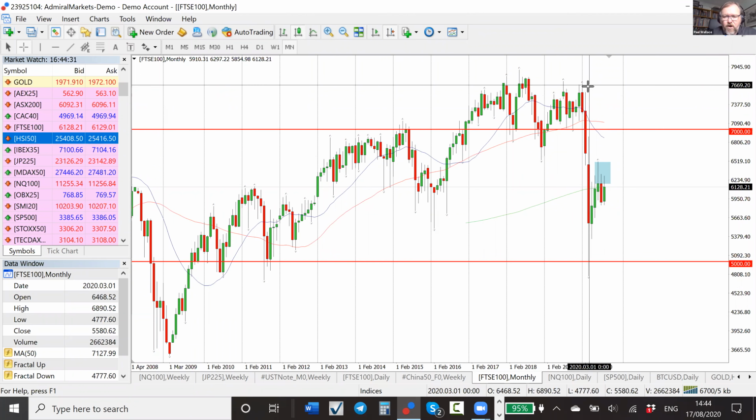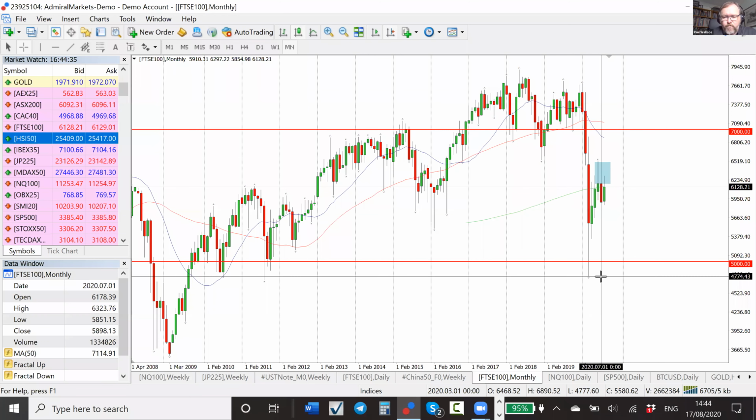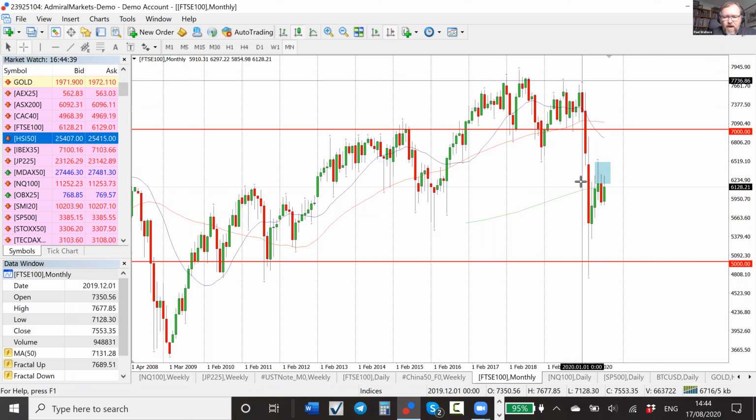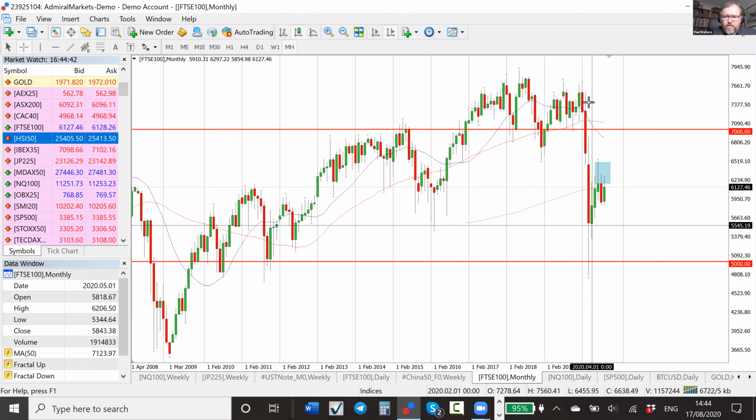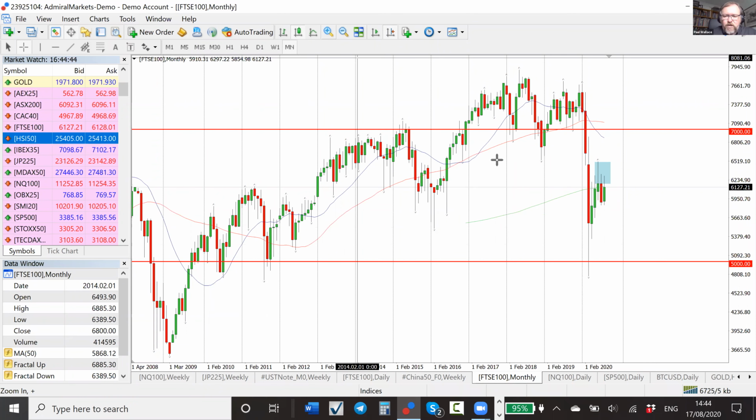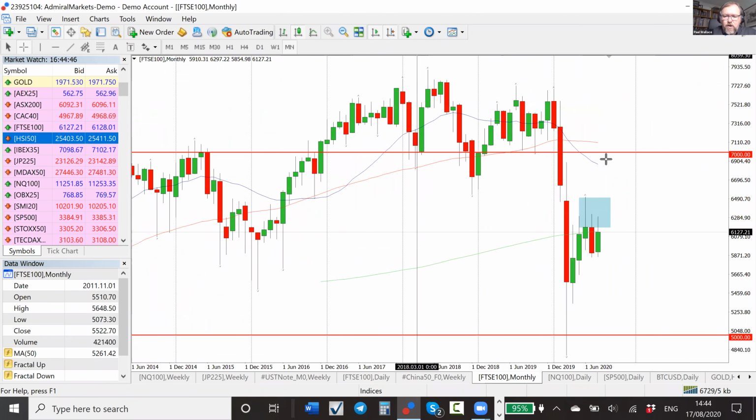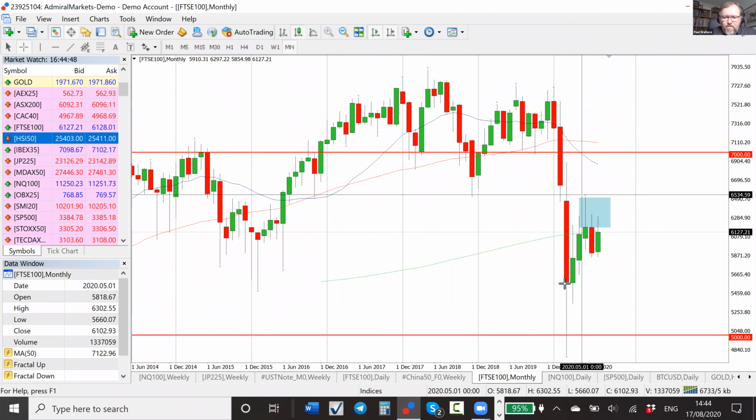We dropped from early at the start of the year from around 7,600 all the way down to 4,700. We went into bearish market conditions, dropping 20% off the highs. But we can see, let's just bring it here, we did have a rally up, but invariably it hasn't followed through.